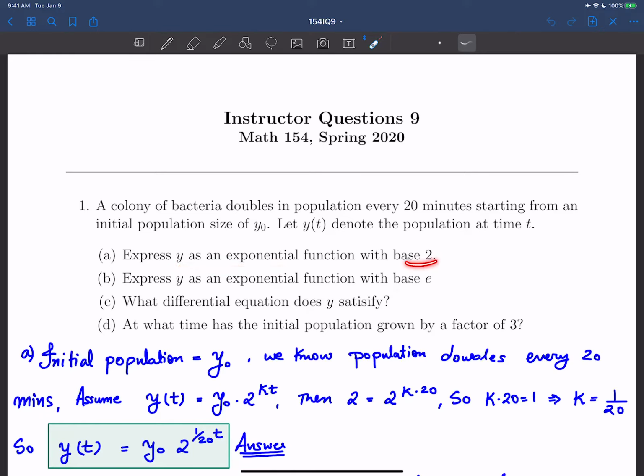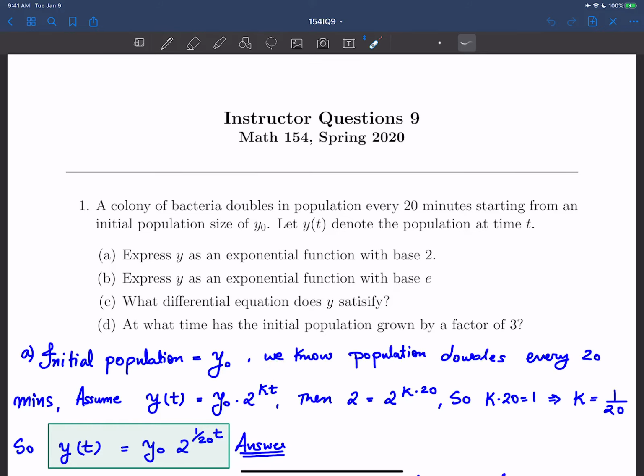When you know you're going to express it with the base 2, the generic model will just be y of t equals y0 times 2 to the power of kt, because we're using 2 as the base here. So keeping that in mind, we know the initial population is y0, and we know it doubles every 20 minutes. The initial population is given to us in this problem, so we're not solving for that. The only thing we're concerned about is the k value.